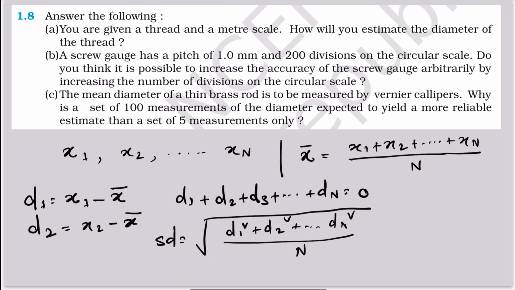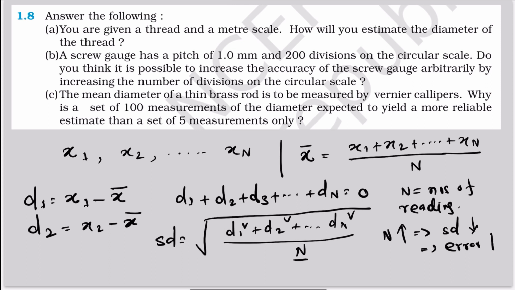Now we can see that n is in the denominator. n is the number of readings. So if n increases, what will happen? The standard deviation will decrease. Then the random error will decrease. So if n is 100, then definitely it will be more reliable because n is in the denominator. Hope you have understood.